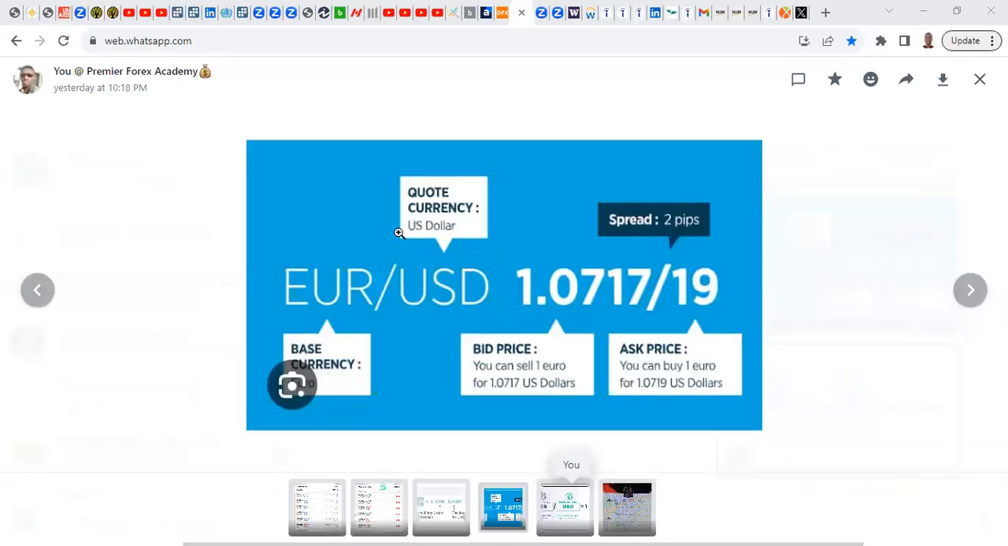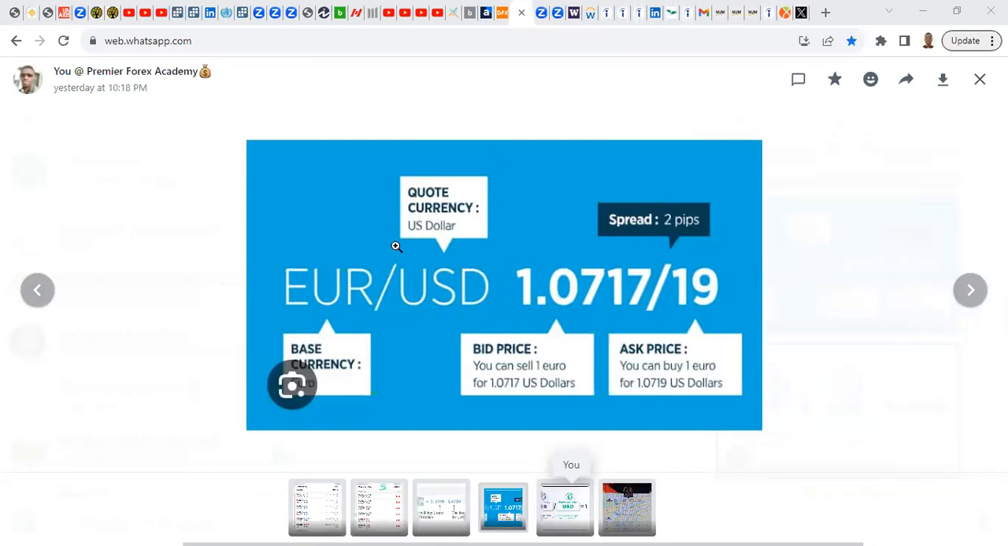So this was where we stopped. We said we're going to look at Euro USD, one of the most popular major currency pairs. We have other currency pairs like USD CHF, AUD USD, and so there are plenty. A pair is just like you're comparing one currency to the other.